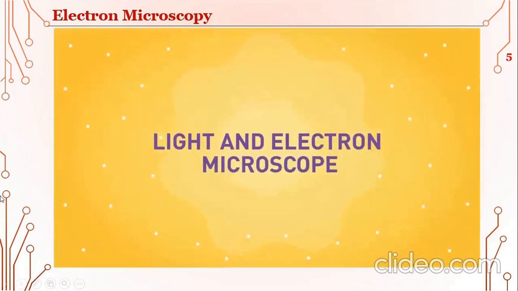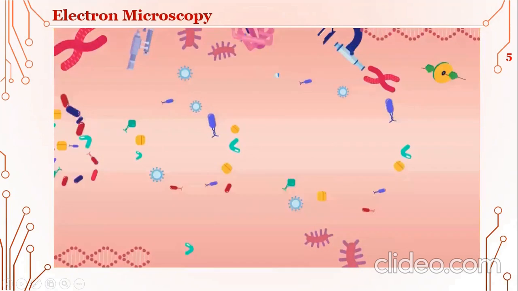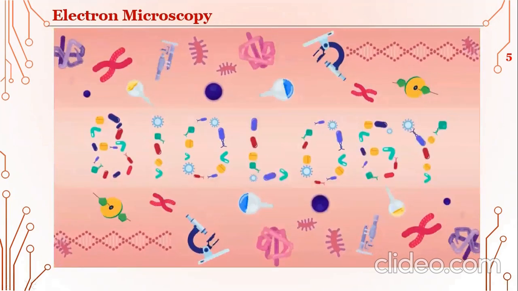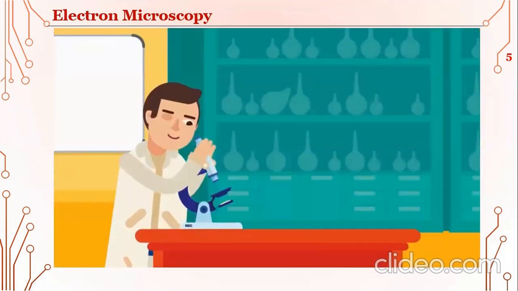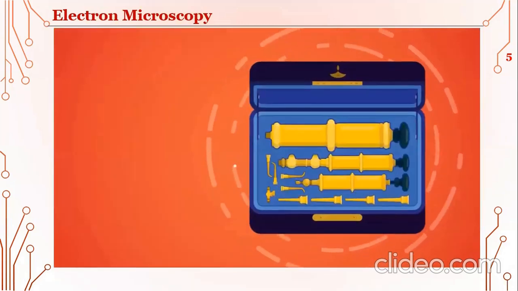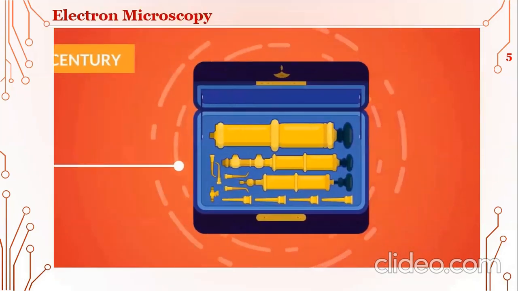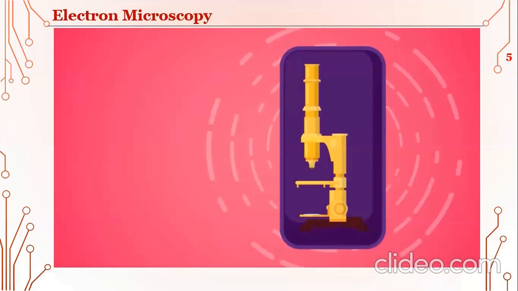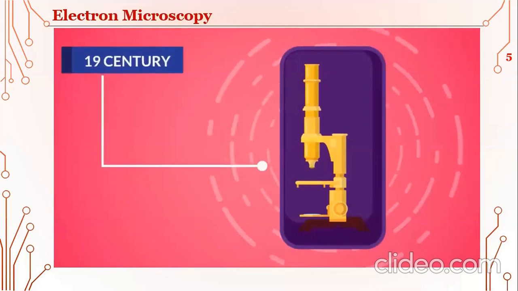Light and electron microscopes. The beauty of biology and all that we know today is due to the invention of microscopes. Microscopes had been available since the beginning of the 17th century, but a lot of improvements were made in the quality of glass lenses in the early 19th century.